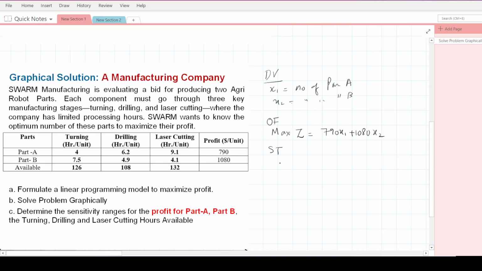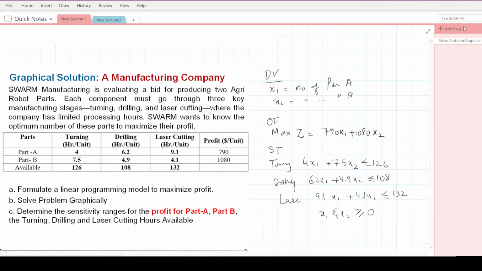to the constraints. The first constraint is the turning, and turning can be written as 4x1 plus 7.5 x2, and this is less than or equal to 126. The drilling constraint is 6.2 x1 plus 4.9 x2, less than or equal to 108. And for laser we have 9.1 x1 plus 4.1 x2, and this is less than or equal to 132. Finally we have the non-negativity constraint that tells us x1 and x2 should be greater than or equal to 0.